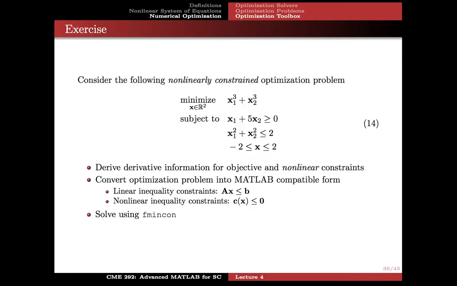So now let's look at the following exercise. We want to look at the nonlinear constraint optimization problem. You see the nonlinear constraints are popping up here in this circle constraint. We're trying to minimize this objective function subject to the following constraints. So what I'd like you to do would be to derive the derivative information for the objective and nonlinear constraints. And you must also convert the optimization problem into MATLAB compatible form, which means that we need the linear inequality constraints in the following form, as well as our nonlinear inequality constraints, less than or equal to 0. We're going to solve this using fmincon.